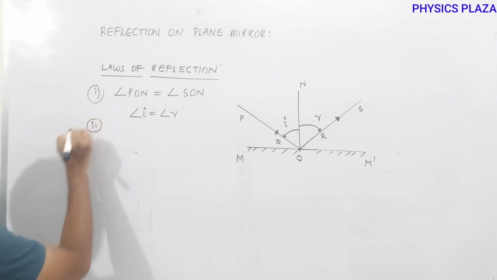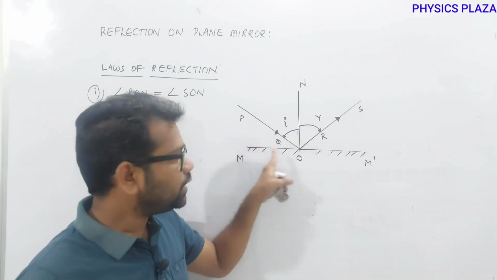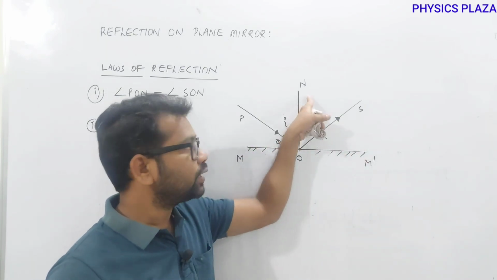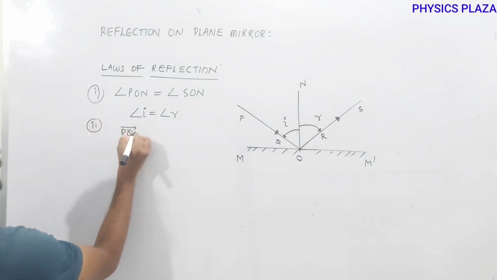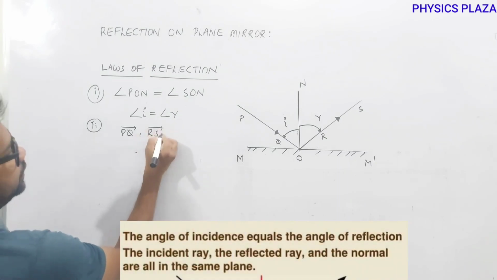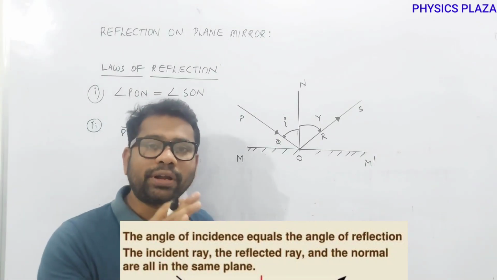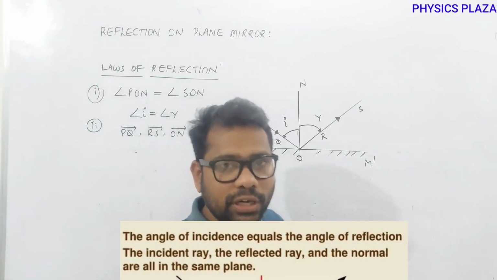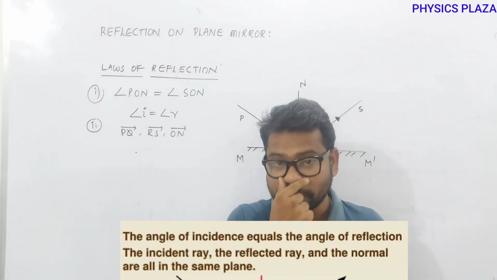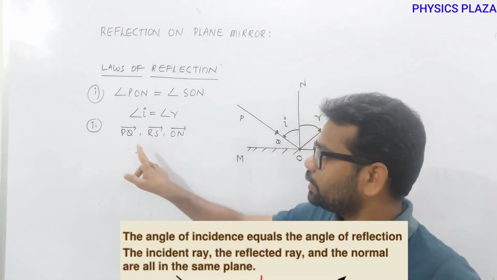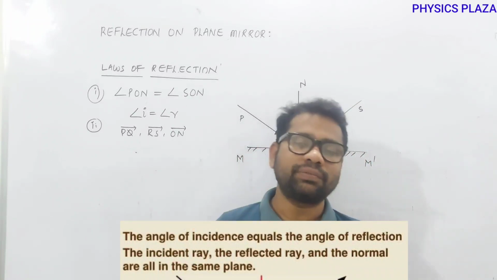Now, the second law of reflection. Children, what is PQ? Incident ray. RS, reflected ray. ON, normal drawn. It's a very important thing that the incident ray, reflected ray and normal drawn all lie in the same plane at the point of incidence. These are the two laws of reflection. I repeat: the angle of incidence is always equal to the angle of reflection, and the incident ray, reflected ray and normal drawn all lie in the same plane at the point of incidence.